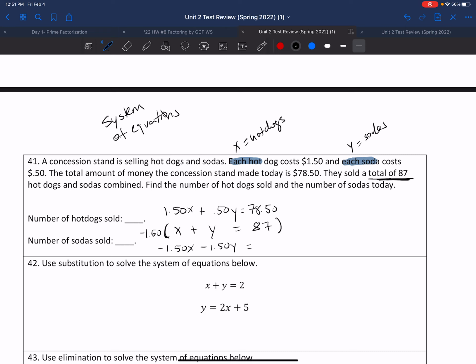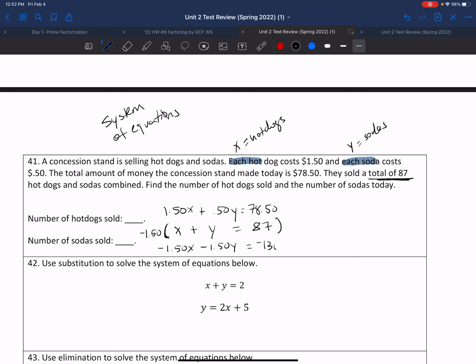Is that right? Negative 1.50 negative 130.5? That doesn't look right to me. Hold up. Let me use my calculator again. So, let's see. 87 times negative 1.50 is negative 130.5. Okay, never mind.